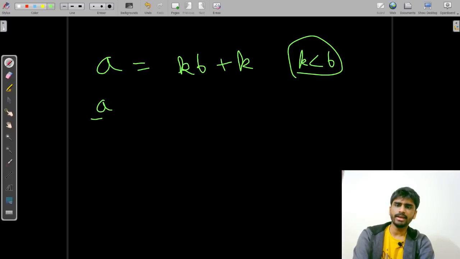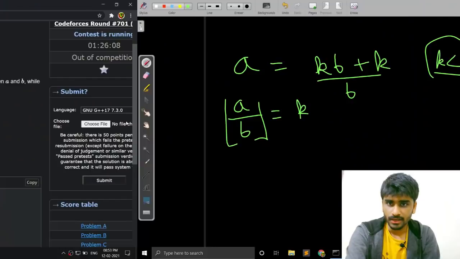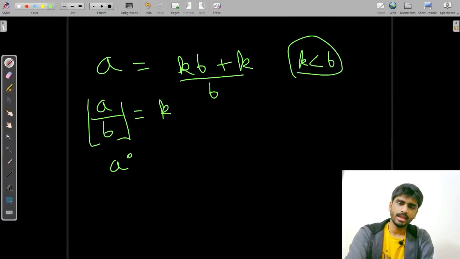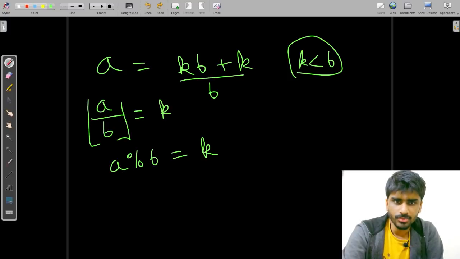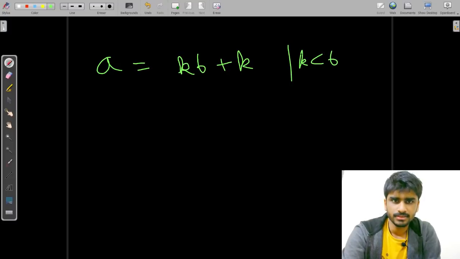So now when you divide a by b, you get exactly k, because if you divide b from here, this term gives you exactly k, and this becomes 0 because k is smaller than b. So a by b equals k on flooring, and a mod b is definitely k because this term becomes 0. So it should be of this form, and this can be simplified as b into k plus 1. Sorry, k into b plus 1.